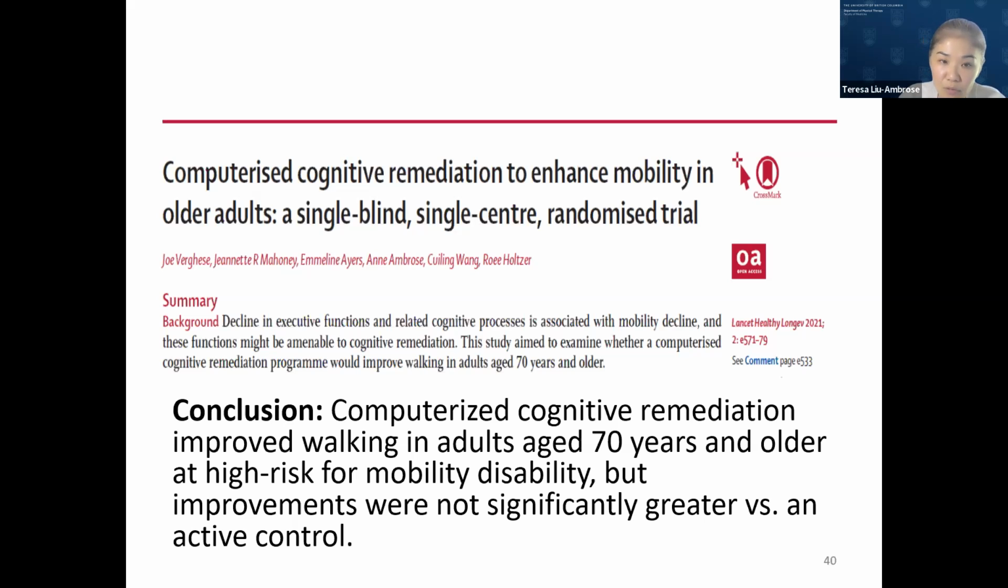So what I take away from this is that when it comes to promoting mobility and falls prevention, exercise is key, and I think we can all agree with that. But potentially adding some cognitive loading or cognitive training would be beneficial, but not cognitive training alone.